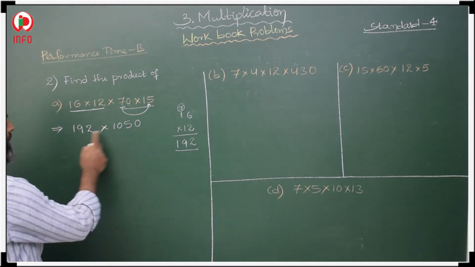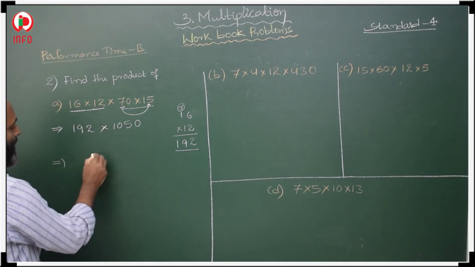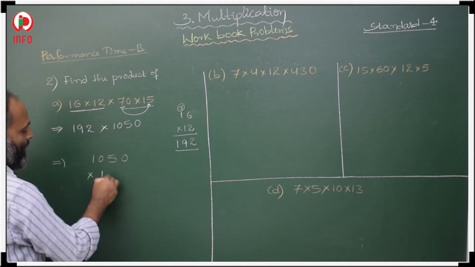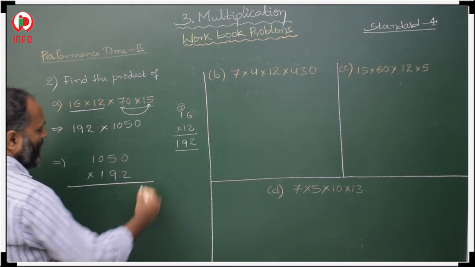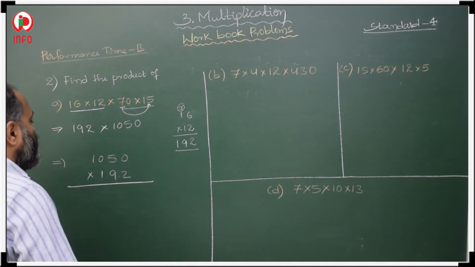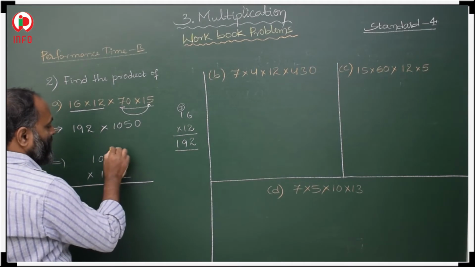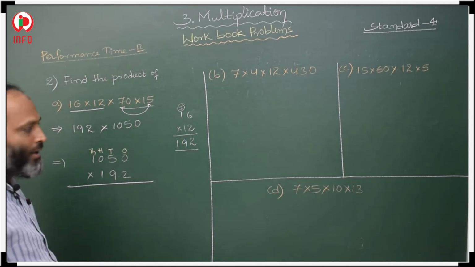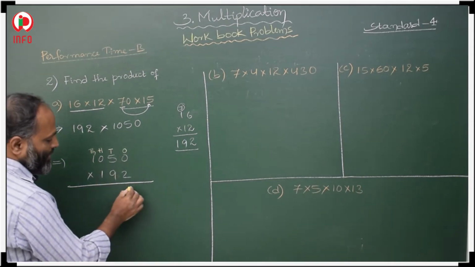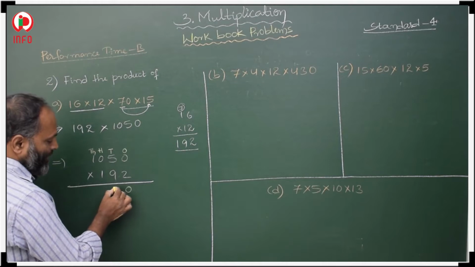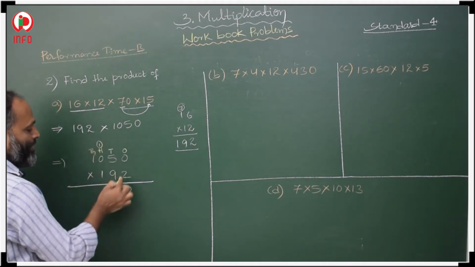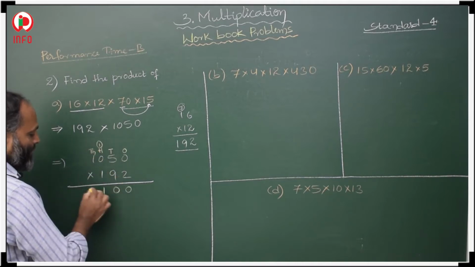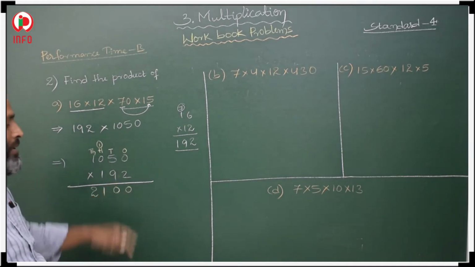Now we have to multiply these two, 1050 with 192. Now you multiply. This is ones place, tens place, hundreds place, now thousands place. Multiply with 2. 2 zeros are 0, 2 fives are 10. 10 means 0 in tens and 1 in hundreds place. 2 zeros are 0, 0 plus 1, 1. 2 ones are 2. With 2 it is over.